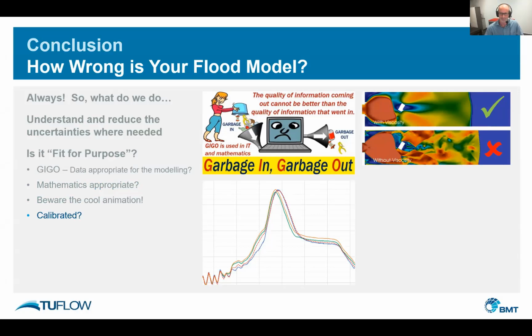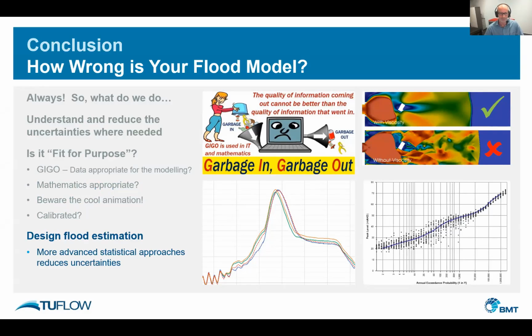Calibration, I just can't stress the huge benefits from calibrating models. It really does allow you to prove and demonstrate your model can reproduce reality. Very, very important. And it'll also help highlight if there are deficiencies in the data set and so forth.